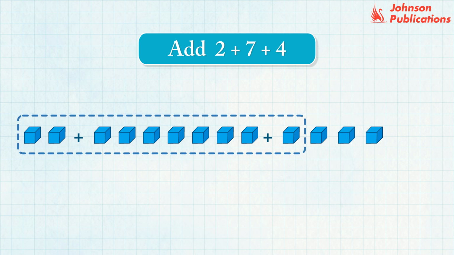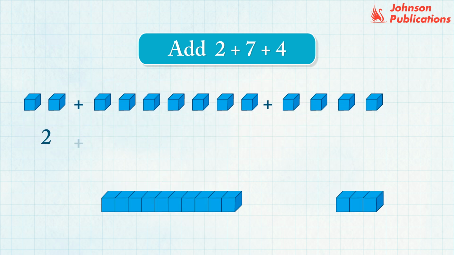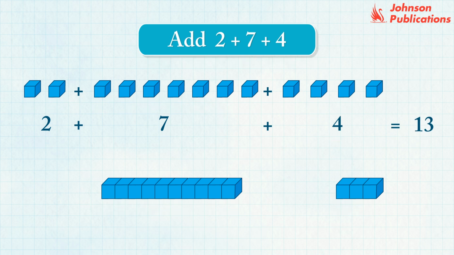We know that a group of 10 ones blocks make 1 ten. So, 2 plus 7 plus 4 is equal to 13 ones. We can also write them as 1 ten plus 3 ones.